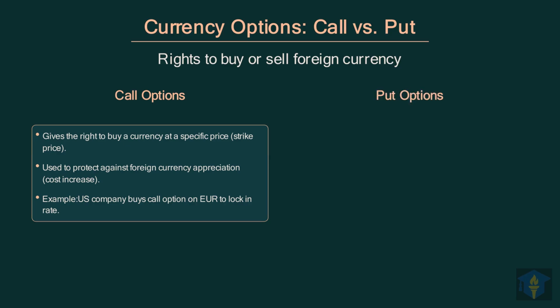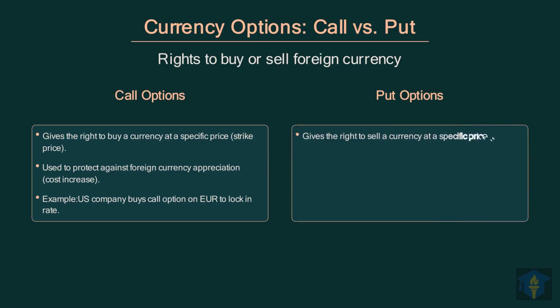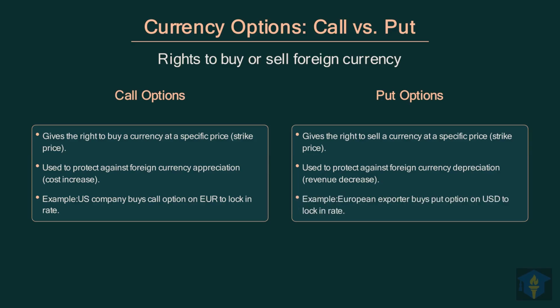Now, let's look at put options, which serve a different protective function in currency hedging. A put option provides the right to sell currency at a specific predetermined strike price. This option protects against foreign currency depreciation that could reduce your revenue. For instance, a European exporter might buy a put option on US dollars to secure their exchange rate.